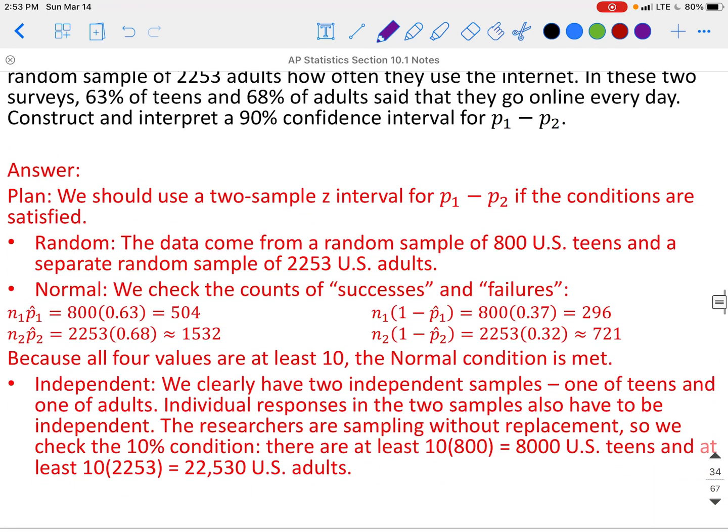Next, we need to check independent. We clearly have two independent samples. One is of teens and one is of adults. The individual responses in those two samples also have to be independent. So we do need to check the 10% condition. We can guarantee there's at least 8,000 U.S. teens and at least 22,530 U.S. adults, so the independent condition has been met.